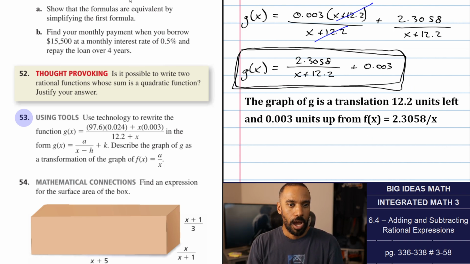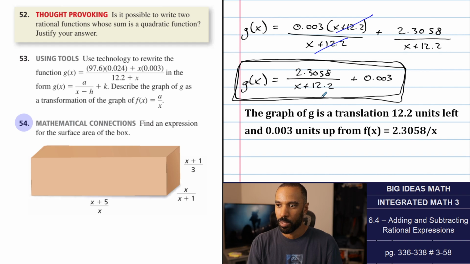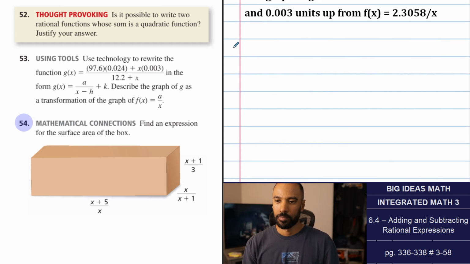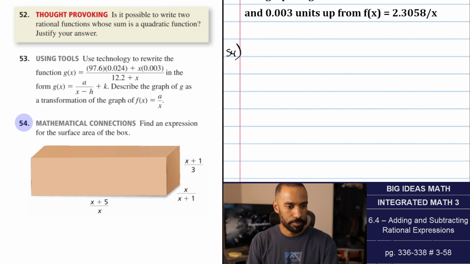Okay. All right, number 54. Find an expression for the surface area of the box. All right. How long have I gone? Yeesh. All right. The box, which I shall copy and paste the dimensions. It's not volume, it's surface area.